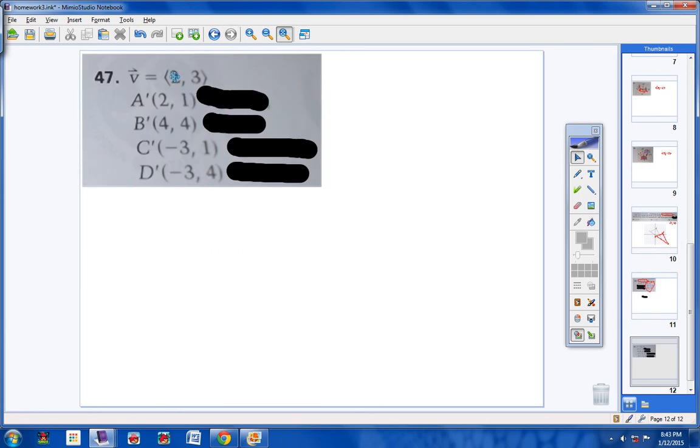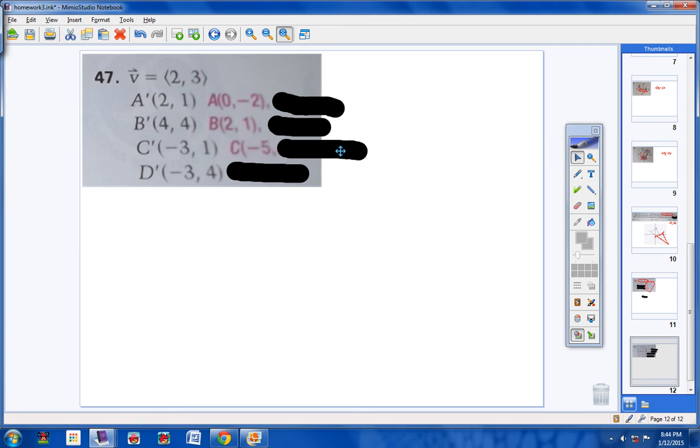So instead of 2 plus 2, it's 2 minus 2. That would be 0. Instead of 1 plus 3, 1 minus 3 would be negative 2. We're just going backwards. Instead of 4 plus 2, it's 4 minus 2. That's 2. And instead of 4 plus 3, it's 4 minus 3. That would be 1. And then instead of negative 3 plus 2, it's negative 3 minus 2. That's negative 5. And then instead of 1 plus 3, it's 1 minus 3. That's negative 2. And then instead of negative 3 plus 2, it's negative 3 minus 2. That's negative 5. And instead of 4 plus 3, it's 4 minus 3. That would give you 1.